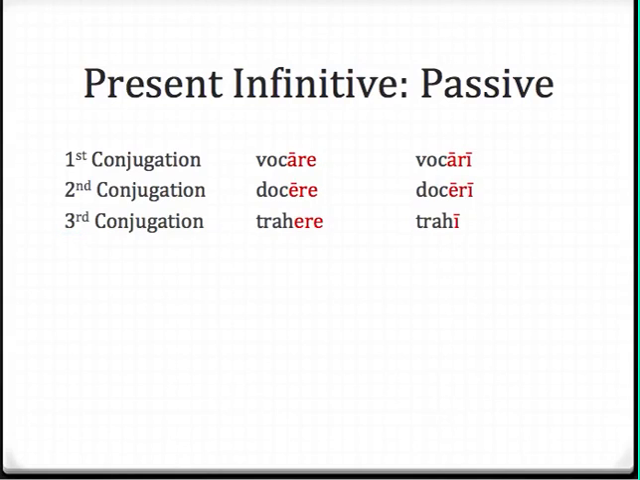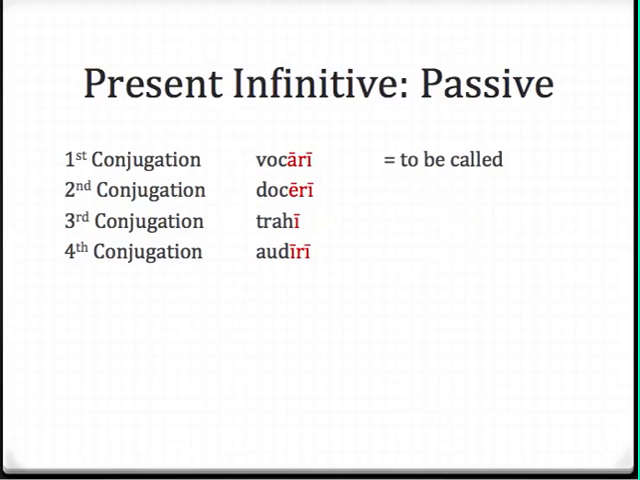The third conjugation is a little different. The whole ending, -ere, is dropped and a long i is put there instead. The fourth conjugation resumes the normal pattern. The -re is dropped and the -ri is added. Audire becomes audiri. The passive voice is translated to be called, to be taught, to be dragged, to be heard.